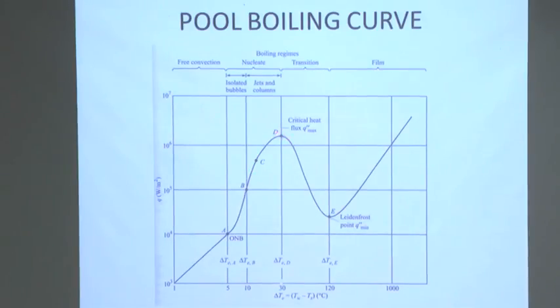And at D, incidentally, it reaches the maximum heat flux, which corresponds to 130 degrees Celsius for water at atmospheric pressure. Here it is the maximum heat flux, after which a very interesting feature is found: it drops. That means as we go on increasing the surface temperature, increasing the delta T excess temperature, this is dropped. Why does the heat flux drop?